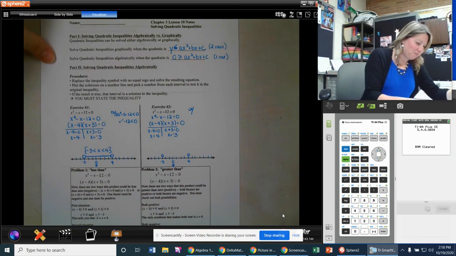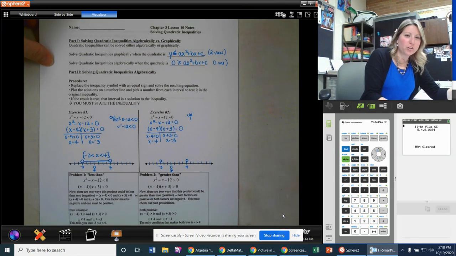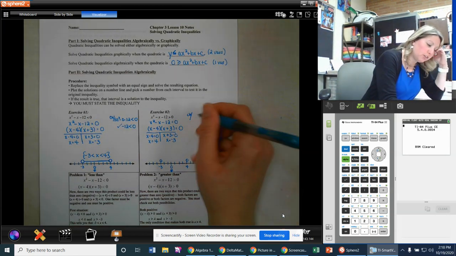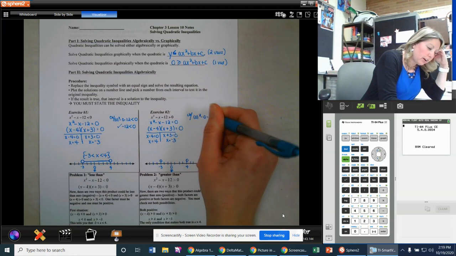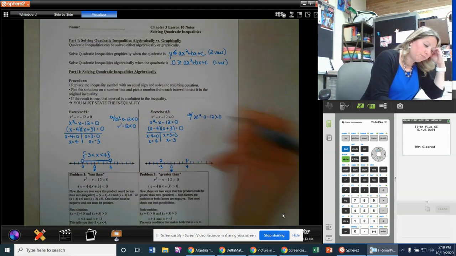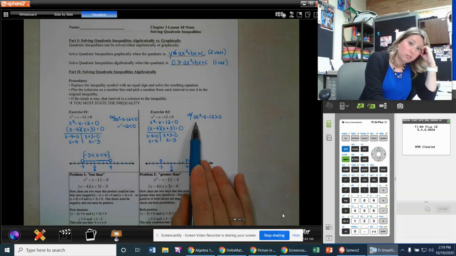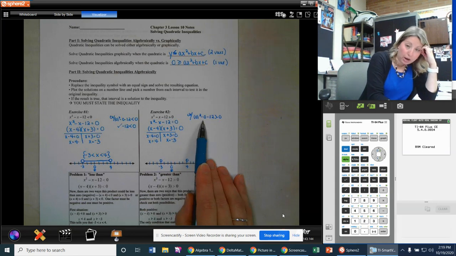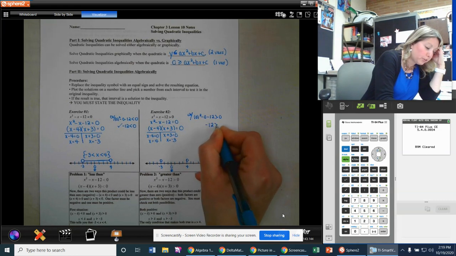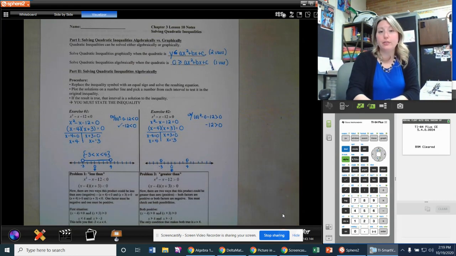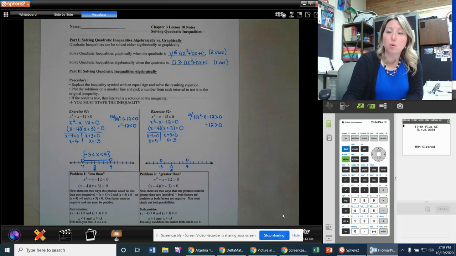There we are. Okay, so going to plug back in my 0. 0 squared is 0. Minus 0 is still 0. 0 minus 12 is negative 12, is greater than 0. Now, is this statement true? Is negative 12 greater than 0?